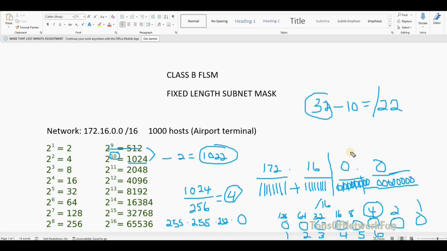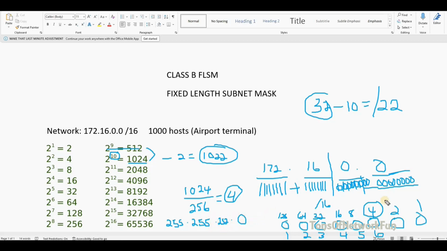Here the borrowal is happening on the third octet, and we borrowed 6 bits, and the value for each bit is first bit 128, second bit 64, third bit 32, fourth bit 16, fifth bit 8, sixth bit 4. So you have to add all of this: 128 plus 64 plus 32 plus 16 plus 8 plus 4 equals 252. That's why you are coming up with this 252.